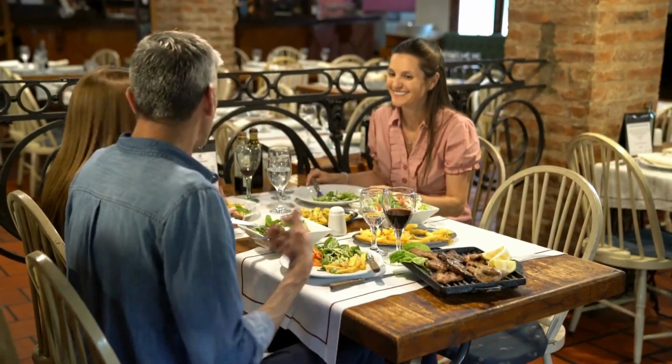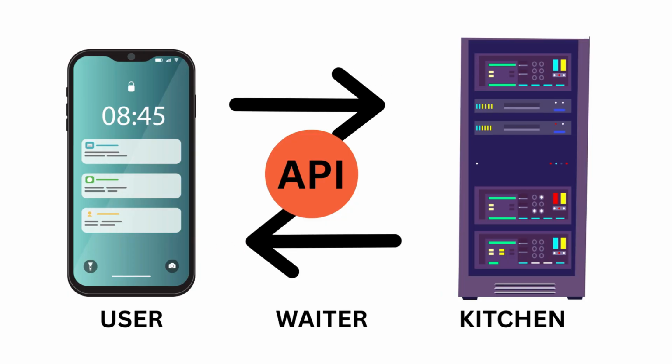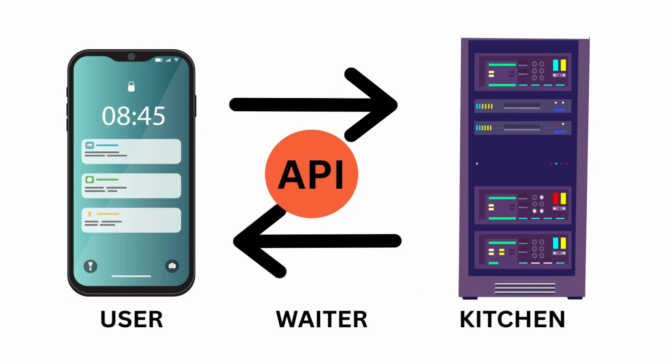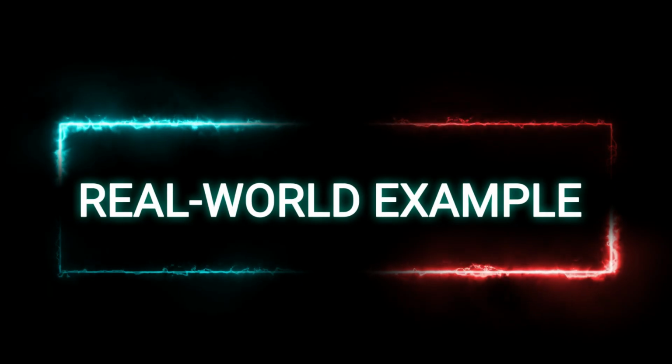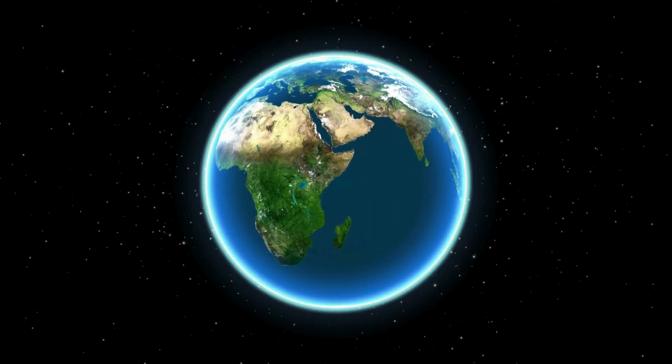to your table. In this example, you are the user. The kitchen is the server or system providing the service. The waiter is the API. The API takes your request, delivers it to the right place, and brings back the response. Simple, right?